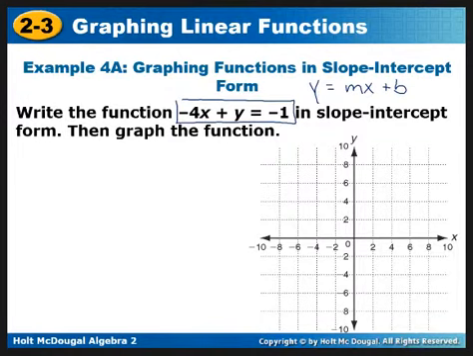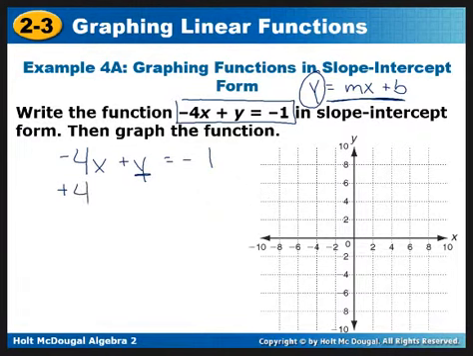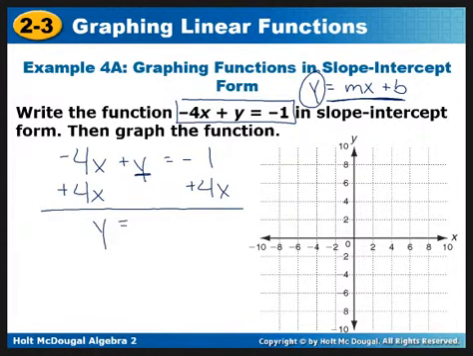So I'm going to rewrite what we start with down here. And the whole idea is, if we want to get it into y equals mx plus b form, we have to get the y by itself. So in this case, in order to get the y by itself, I need to add 4x to both sides. So over here, I will be left with my y. On the other side, I will have 4x minus 1. Now we're in slope-intercept form, and now it's quite simple to graph that particular equation.